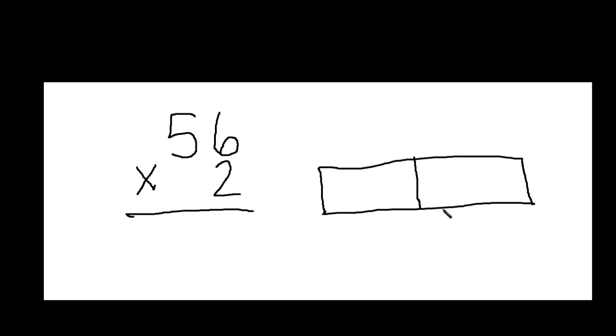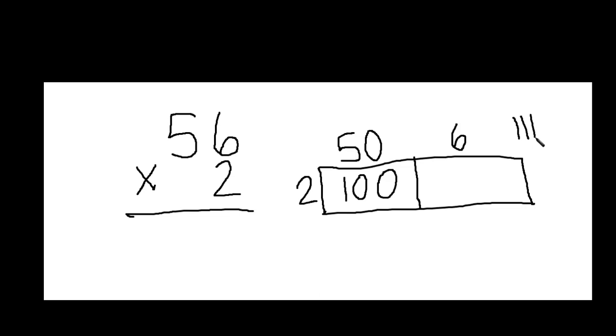Don't forget to write your number in expanded form. Don't forget to multiply in the first box. Add your 0. Multiply for the second box. And then at the very end, you add your answers, making sure you line everything up.